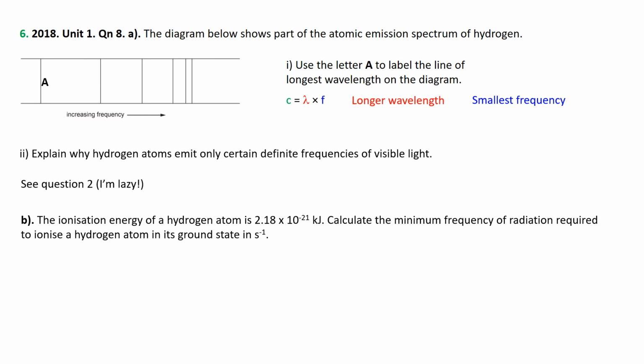And the ionization energy is 2.18 times 10 to the minus 21 kilojoules. Notice that. Calculate the minimum frequency of radiation required to ionize, in other words, pull out that electron in its ground state, in seconds to the minus 1. Well, what we've got here is that the energy, 2.18 times 10 to the minus 21 kilojoules, is the same as some number of joules. We don't want that, of course, so we have to convert the kilojoules to joules, 2.18 times 10 to the minus 18 joules.